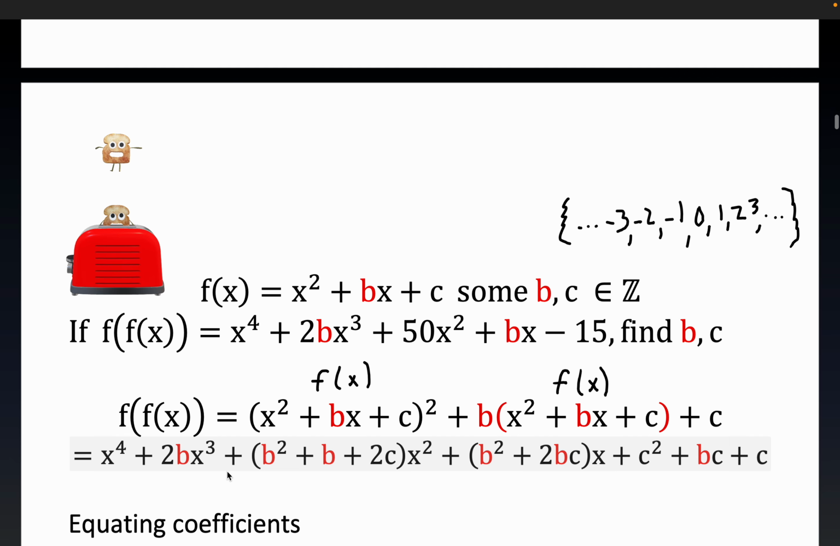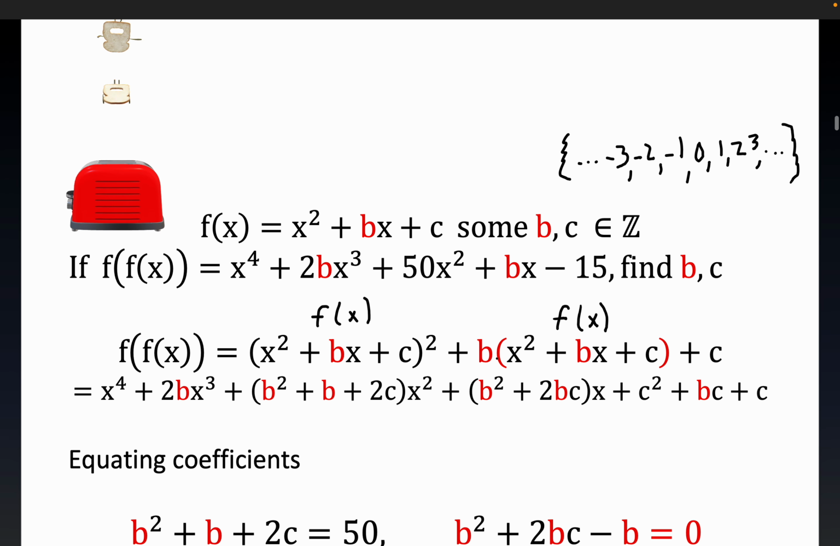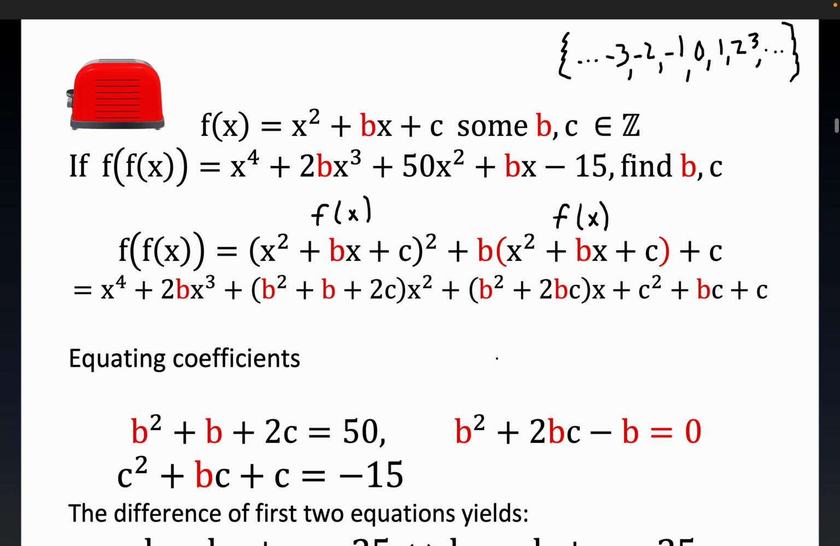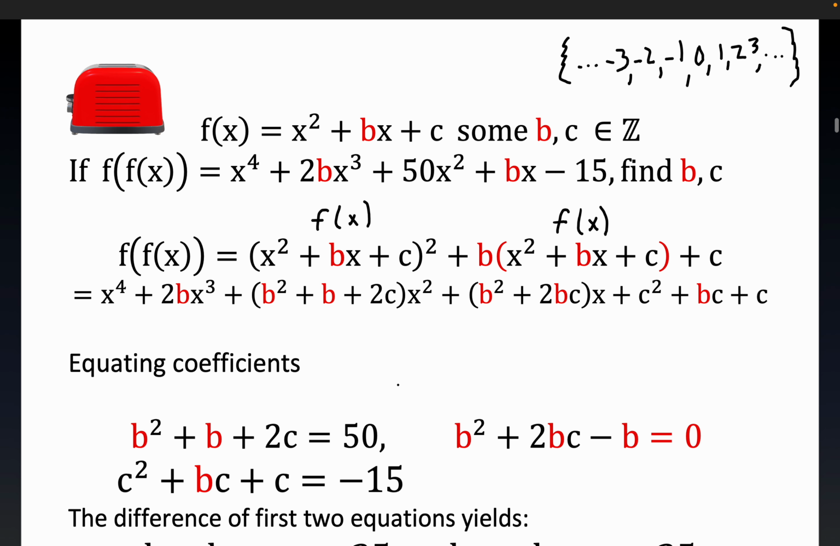You know, these statements right here. But we're given also that f of f of x is equal to this statement that has some concrete constants in it. So you see, we can equate coefficients, which is what I do right here on the very next line. And you guys can verify I'm just equating the corresponding coefficients. Notice that b squared plus b plus 2c is the coefficient of x squared right here, but 50 is the coefficient of x squared right here, and that's why we equated, all right? And similar for the other three statements.